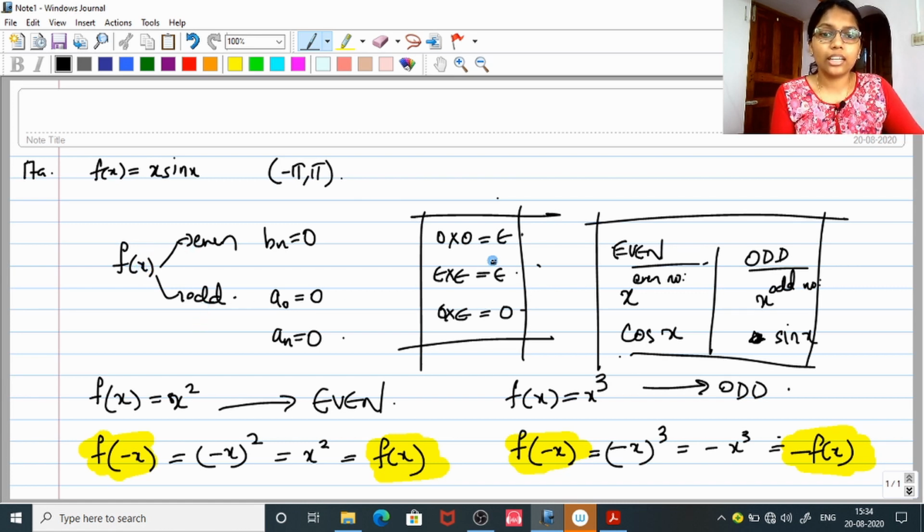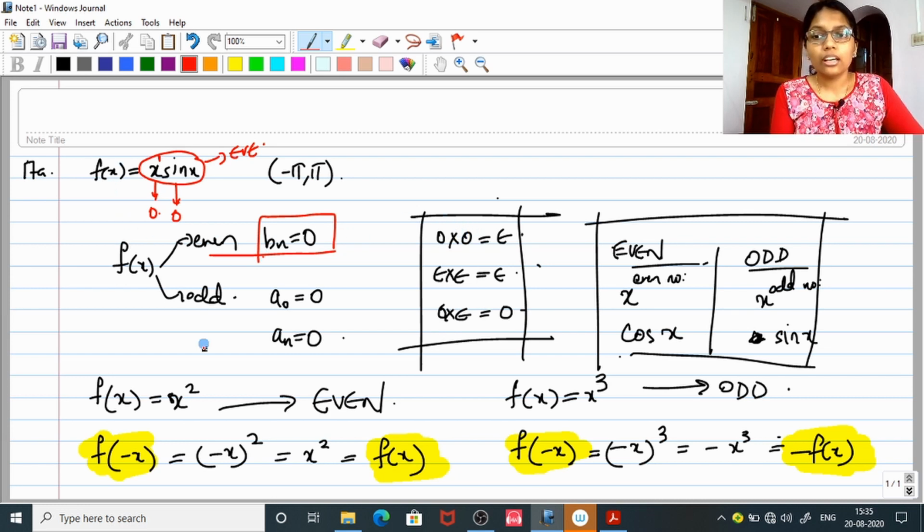Okay, let us check this function f of x equal to x sin x, whether it is an even function or an odd function. Since this is x raised to 1, x raised to an odd number is an odd function. So simply x is an odd function. Also sin x comes under the odd category. So again you have odd into odd. So in total we can say that x sin x is an even function, and for an even function we have bn value 0. So for this Fourier series expression, our bn value is going to be 0.